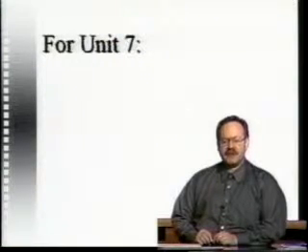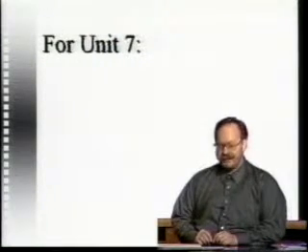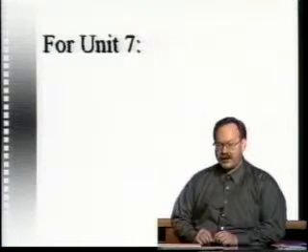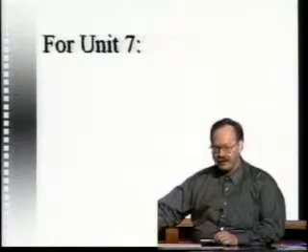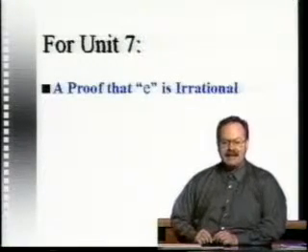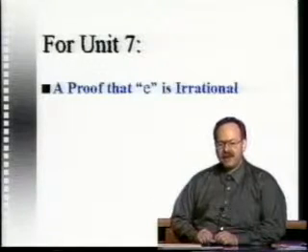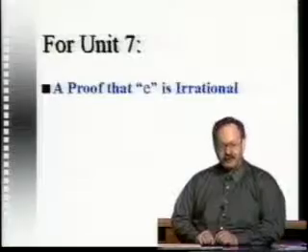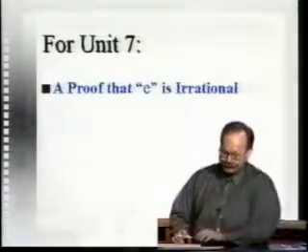Now I'm going to show you something that I've got listed here for Unit 7. It actually addresses a topic that first appeared in Unit 5, but only in Unit 7 did we get the techniques for actually proving the following statement. We're going to prove that e, the number e, is irrational. Now, I stated it was irrational in Unit 5. Now we have the tools to prove that. So let's go ahead and do that.